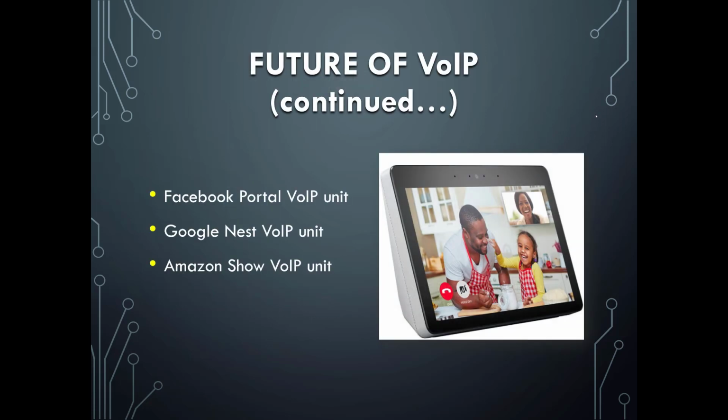And then these are just some examples of future of VoIP where you have all these different standalone devices that do video conferencing using voice over IP, like the Facebook Portal, the Google Nest, and this is in the picture an Amazon Show. So those all use voice over IP as well. So voice over IP is an ever-growing technology that has been implemented already and will continue to be implemented and take over the plain old telephone system networks as we know it.